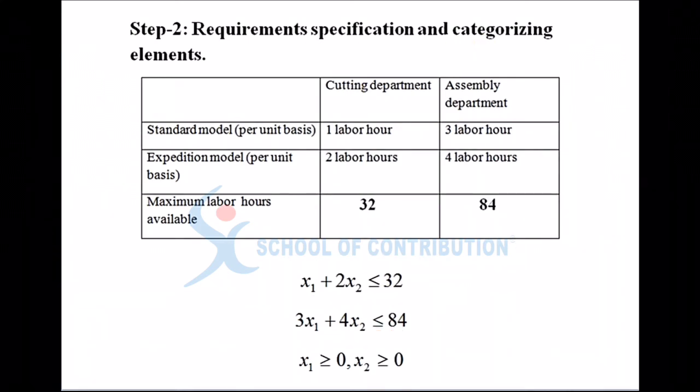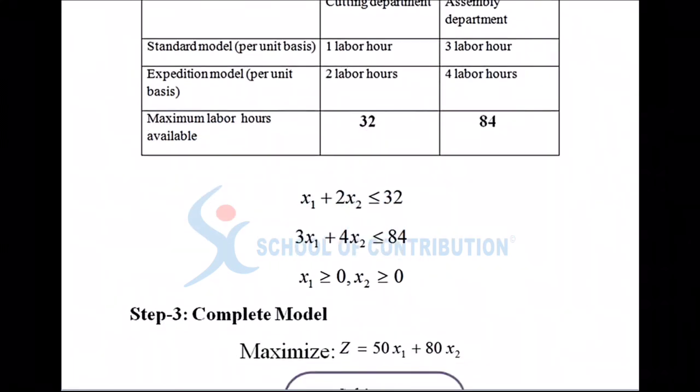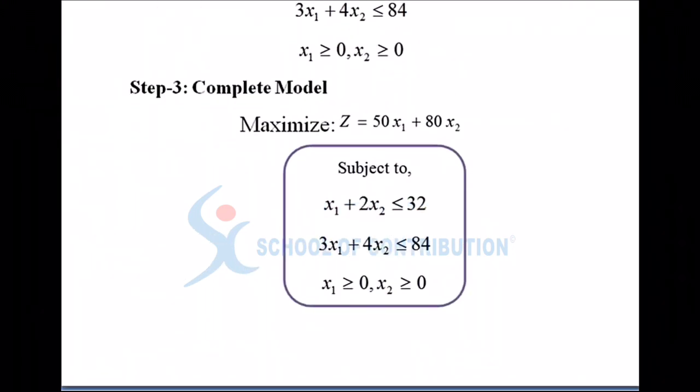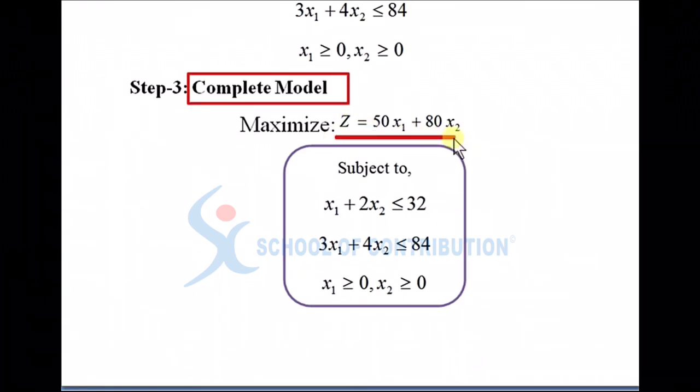So once we state the constraints in the mathematical manner, now we can formulate the complete problem. So this is the complete model. So far we have seen our objective function is 50x1 plus 80x2. That's called the profit function, and we have to maximize the profit function.